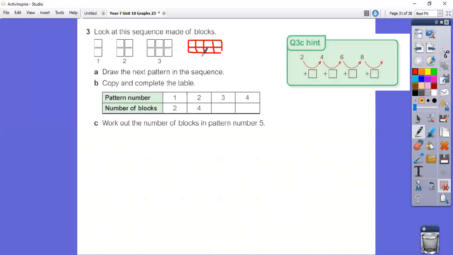So now we can see that in pattern number 4, there will be 8 blocks. And then you have to copy and complete.